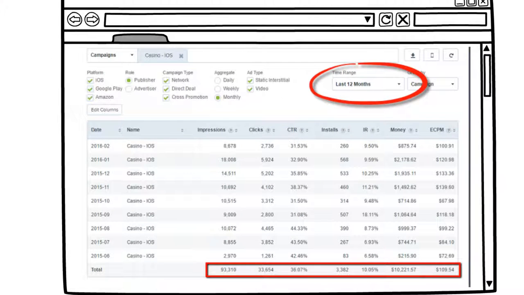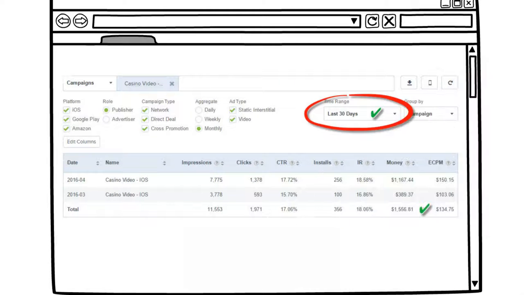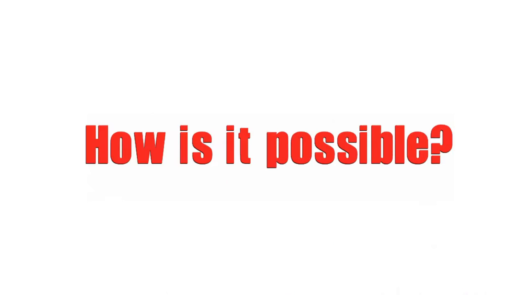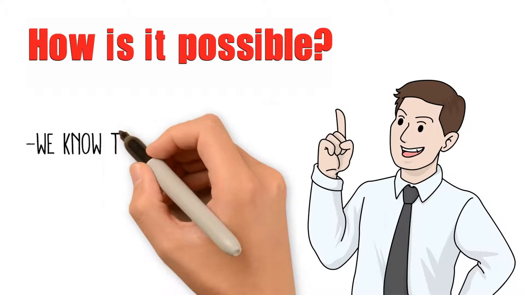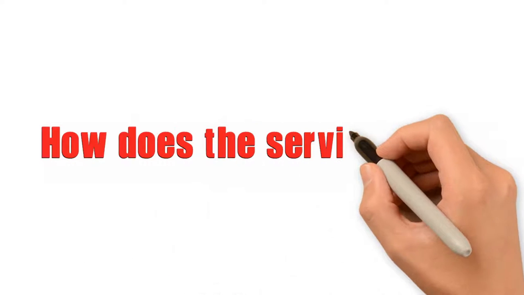We have published tons of casino apps in the last 3 years, and our average eCPM is around $120 US. How is it possible? The answer is, we know the market. We know how to use the tools. How does the service work?